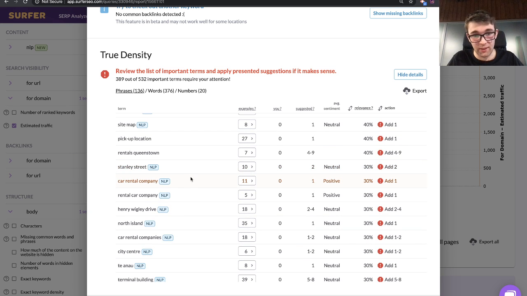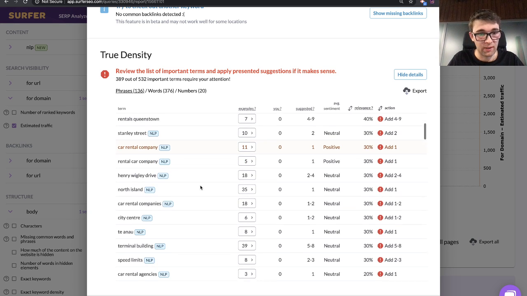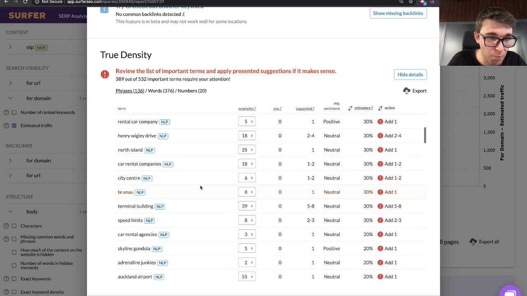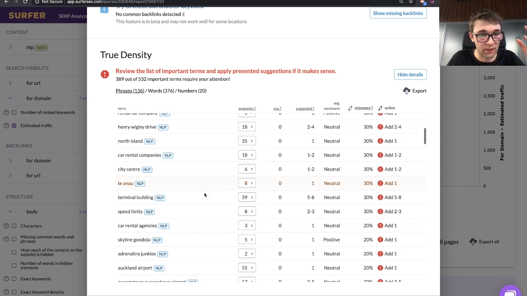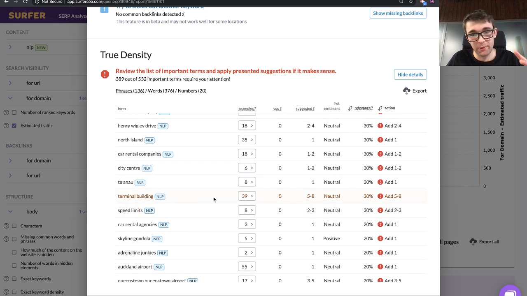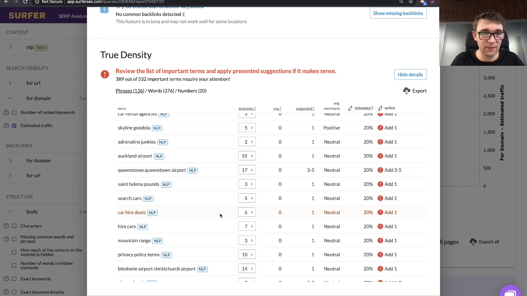And so on. Is it a car rental company? So many, like the city center, the speed limits, the terminal building, it's probably about where the company is placed. They are really interested probably in airports and so on. So when I would be building another 2,000 or 3,000 words of content, I would base the content on those missing terms and try to include as many as I can.